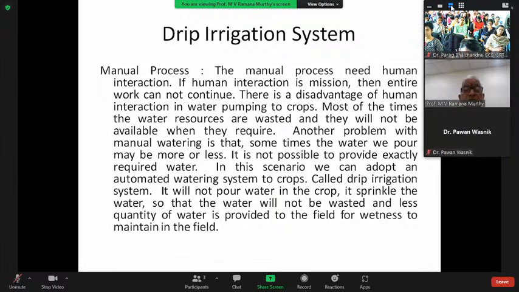Keeping all these things in our mind, we developed a system that takes care of all these requirements while you are using it in an irrigation process. We call this the drip irrigation system. We cannot adapt just any automated watering system to crops, because crops require only drop by drop, and we don't want to waste the water. So therefore, in this scenario, I wanted to adapt the clustering, as I told you already.